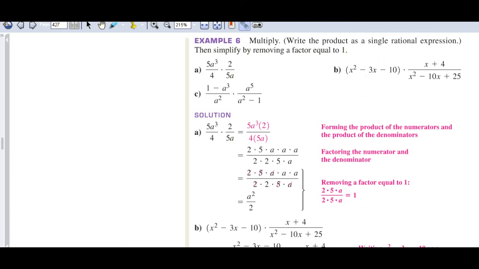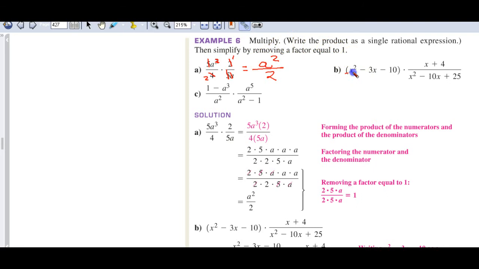Now, normally I don't overwrite what I'm doing, but to save time and room, I can see I can cancel out this 5 with this 5. I can cancel this 2 with this 4 and I get a 2. And I can cancel out one of the a's with this, so I end up with that. So what do I have left on top? I have a to the second over 2.